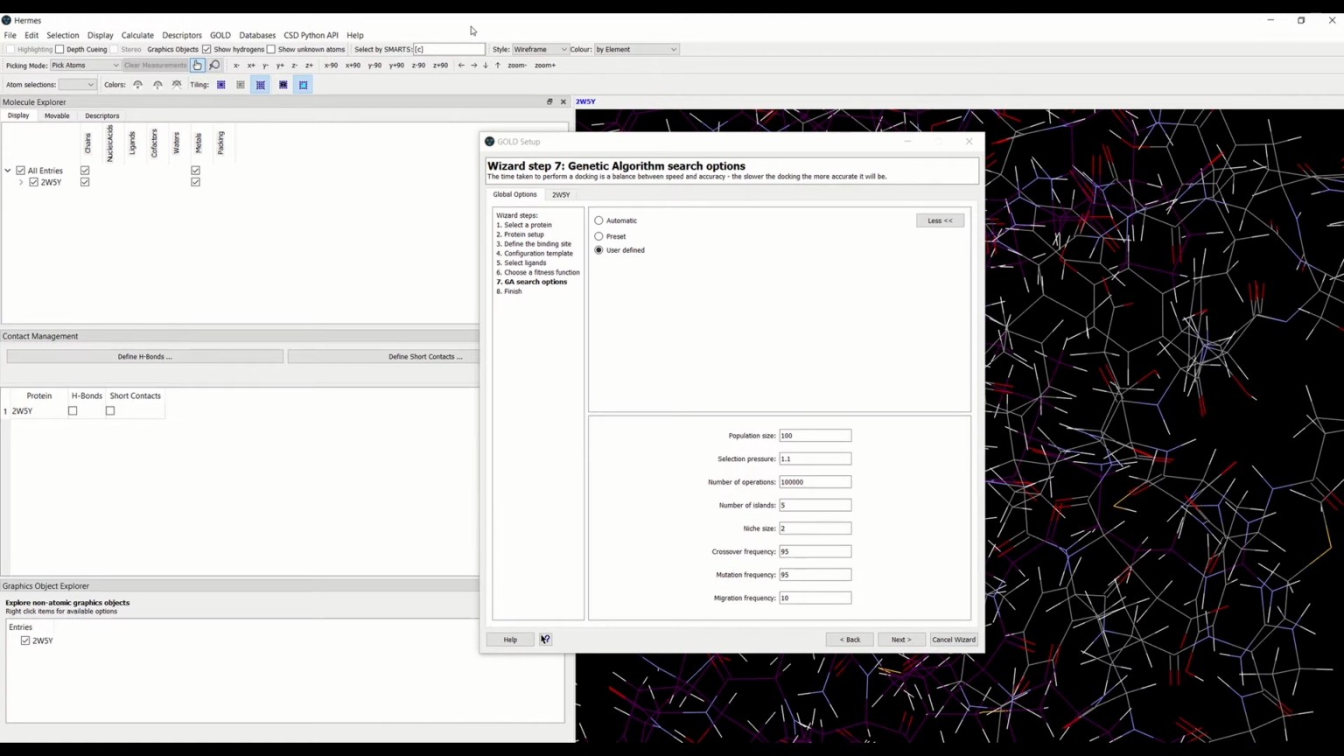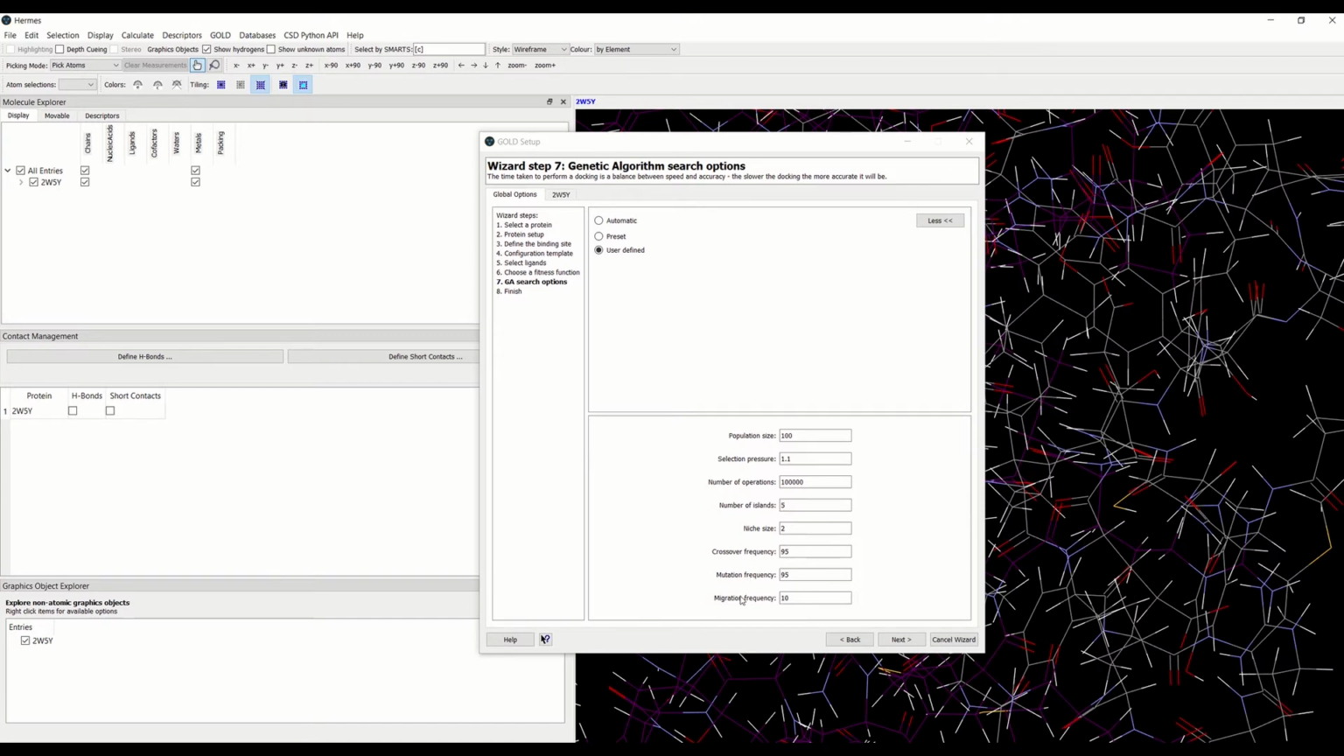Each chromosome is assigned a fitness score based on the predicted binding affinity, and the chromosomes within the population are ranked according to fitness. A number of parameters control the precise operations in the genetic algorithm. Among these parameters are population size, selection pressure, number of operations, number of islands, niche size, and operator weights, that's crossover frequency, mutation frequency, and migration frequency.